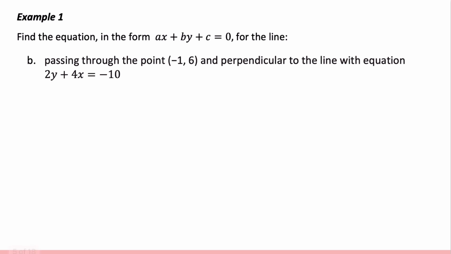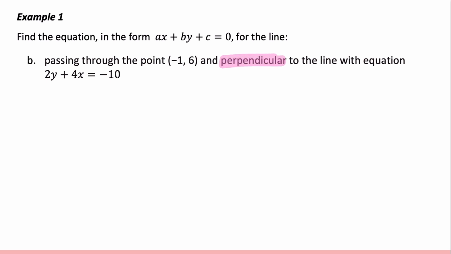We're going to do something very similar with part B. You might want to pause the video here and give it a shot yourself. Okay, so we want the equation in that particular form. It passes through the points negative 1 and 6. This time it's perpendicular, and it's perpendicular to that line over there. All right, so same thing.